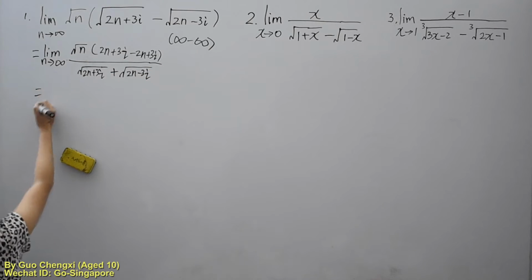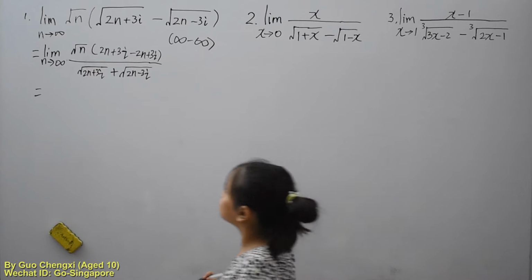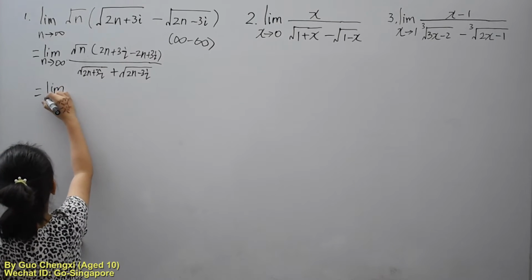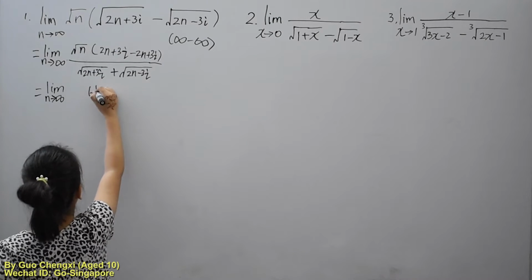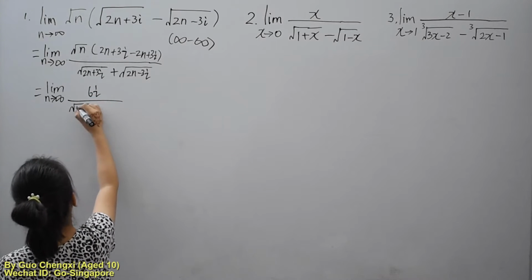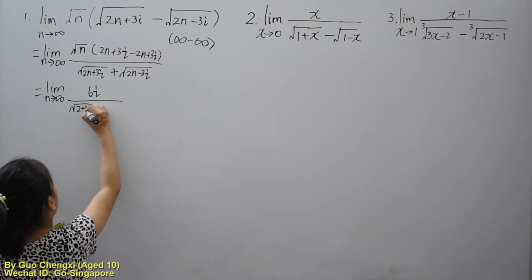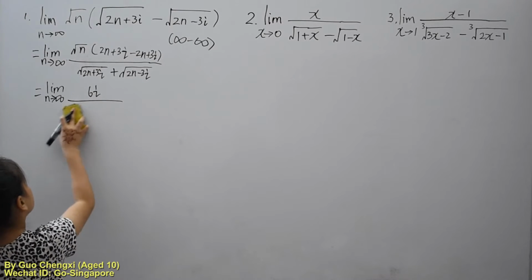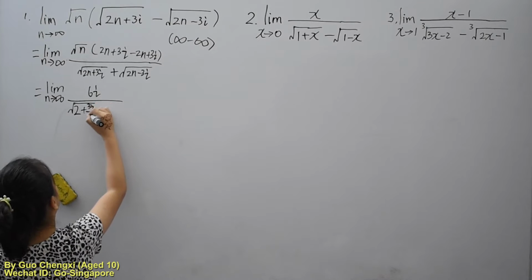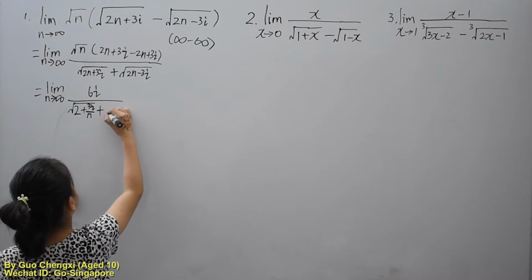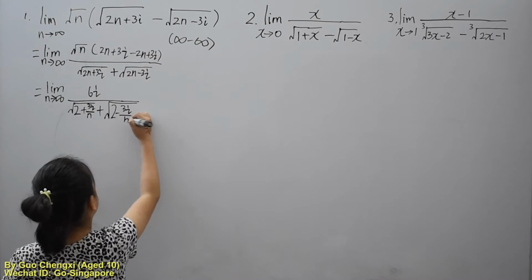Now, for this part, what can we continue? How? For this part, numerator and denominator both divide by square root n. So both are divided by square root n, this is what happens. Here, because 1, these 2 can cancel, so become 6i. While for this part, square root 2, because both have square root. Then plus 3i over square root 2 plus 3i over n plus square root 2 minus 3i over n, like this.